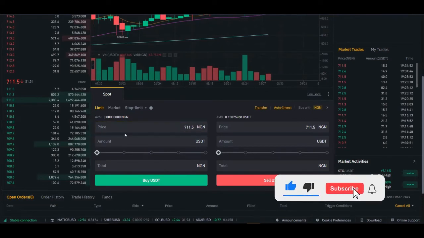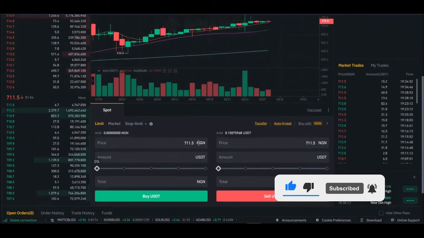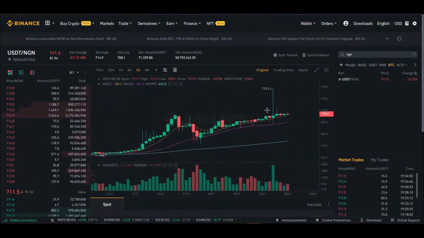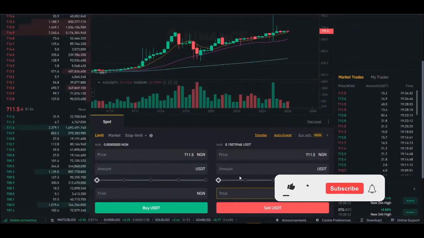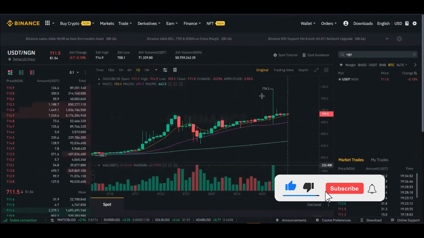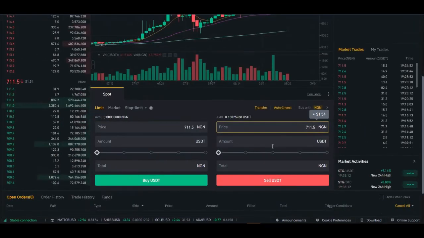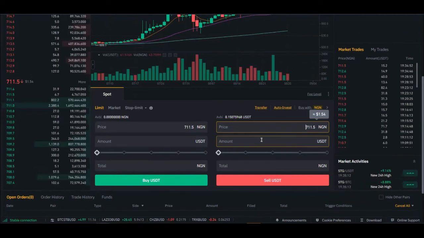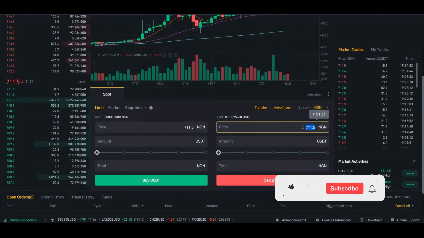First you need to have USDT to buy NGN. So you can buy, for instance, right now at 711 Naira. When you buy at 711 Naira, you come in here and place a limit order. We can see here that it actually went up to 774. But let's say you want to make 10 Naira per each USDT, 20 Naira per each USDT and the rest. Now what you do is come in here to place a limit order.